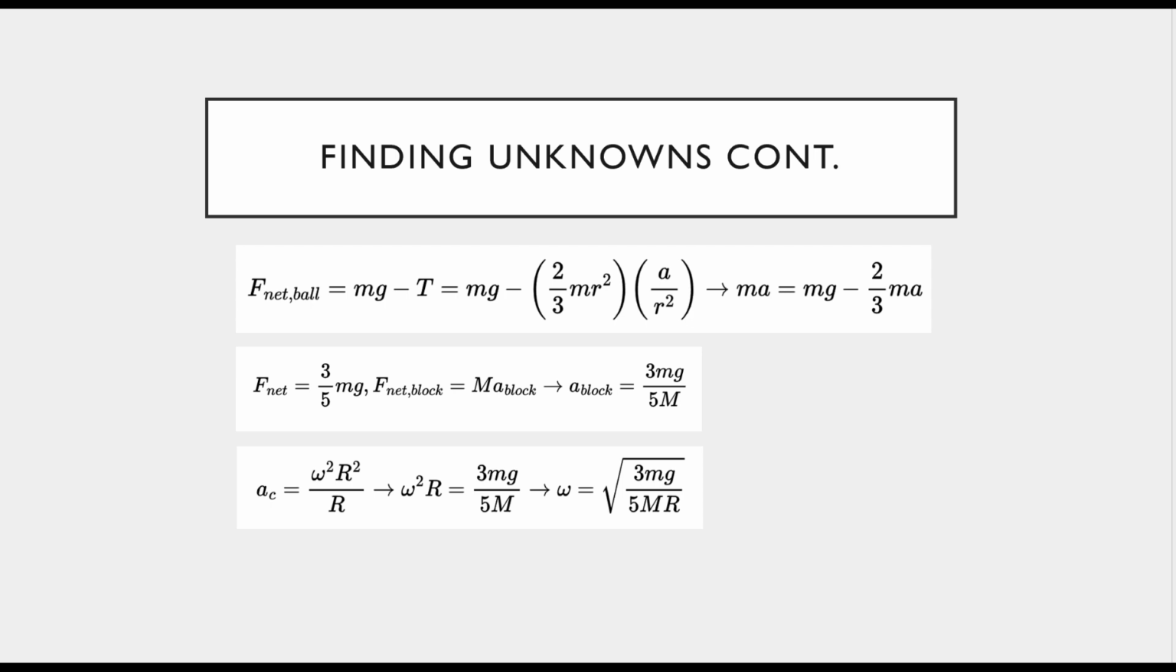The tension is the main force that is pulling the block to the center, so it is contributing to the centripetal acceleration. So we divide the force by the mass of the block, big M, and plug this into rotational motion formulas to find angular velocity. We find that our angular velocity is the square root of 3 times the ball's mass times gravity, divided by 5 times the block's mass times the radius of the disk.